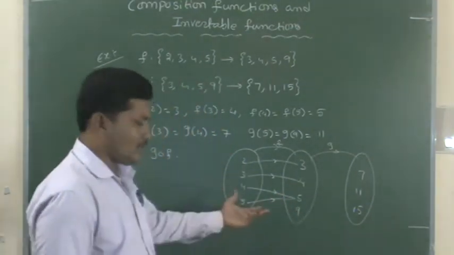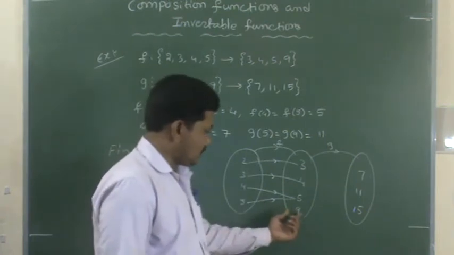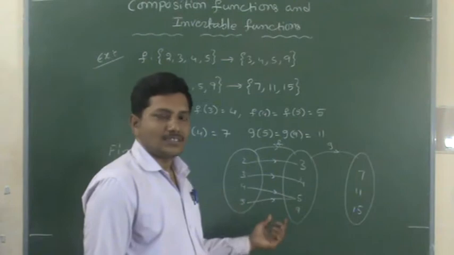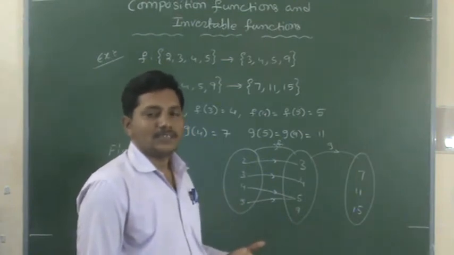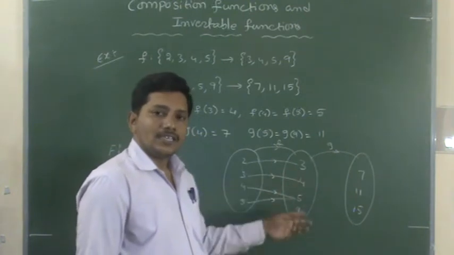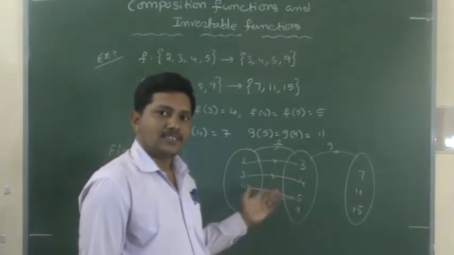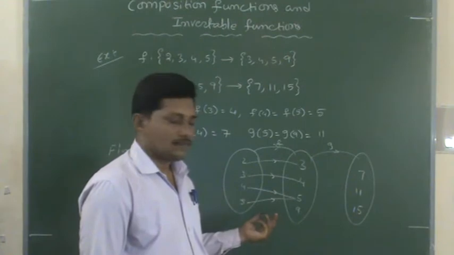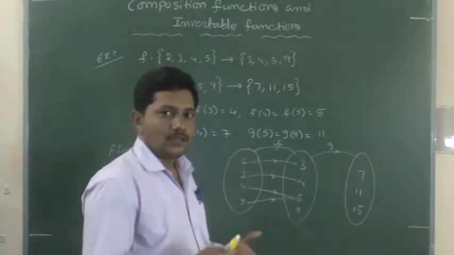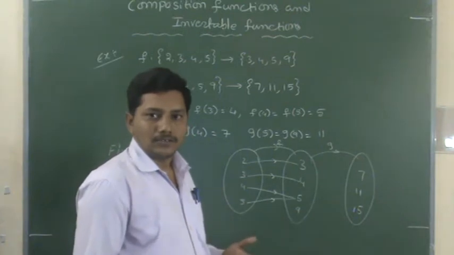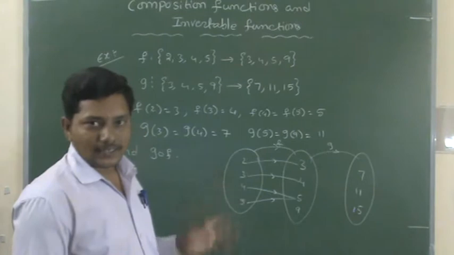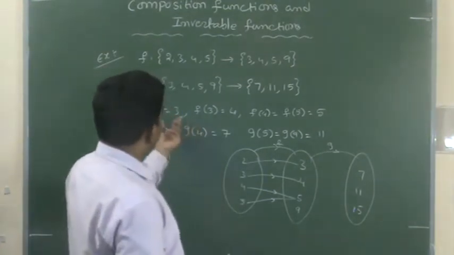Clearly it is not one-one and onto. Because 9 is failed on onto, and 4 and 5 have the same images. But we want one-one, which means different elements having different images. Onto means the codomain is equal to the range set; every element in the codomain is mapped. Both are not true, but no problem. Invertibility depends upon one-one and onto, but composition is not like that.